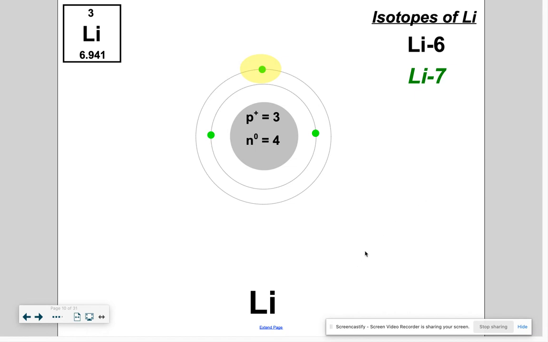Now we take a look down lower, and I'm starting to build the Lewis dot diagram for you. You start off by writing the chemical symbol for the element.